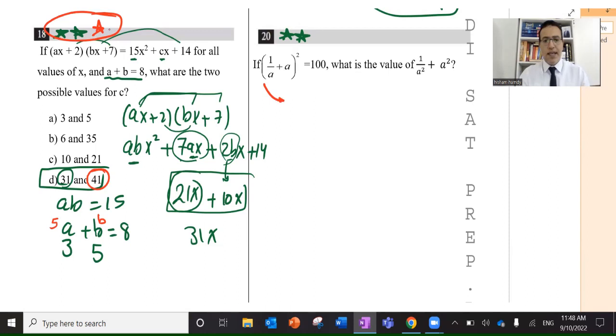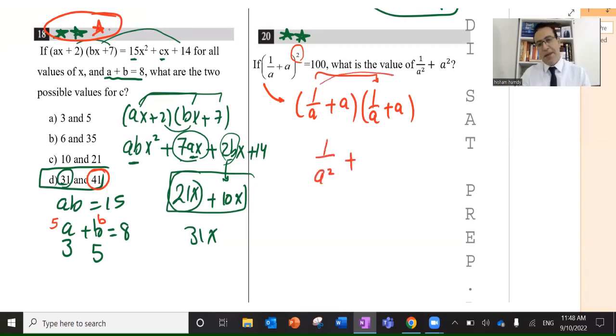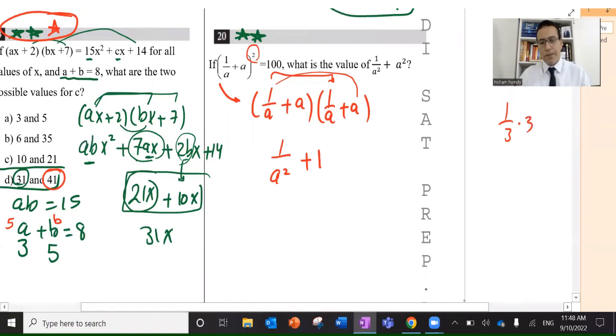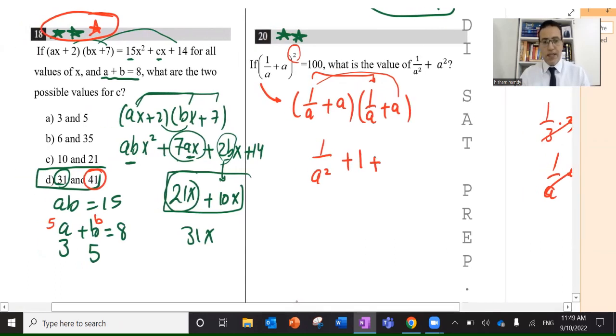Regarding the last one, as we can see, I have a bracket to the power of 2. So I'm going to expand (1 over a plus a) and (1 over a plus a). 1 over a times 1 over a is 1 over a squared. Plus 1 over a multiplied by a is 1. When you multiply 1 over 3 by 3, it gives you 1. When you multiply 1 over a by a, it gives you 1. Plus a multiplied by 1 over a, 1. Plus a by a is a squared.